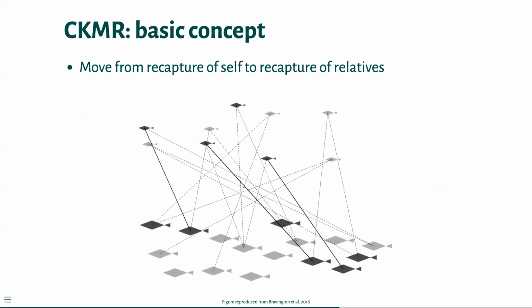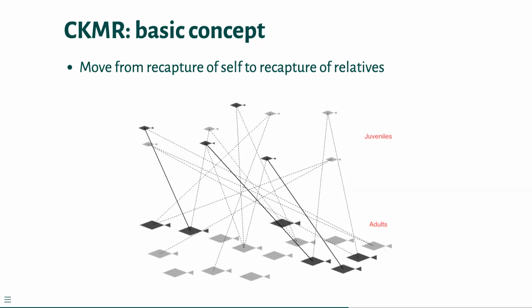Okay, so the basic concept of close-kin marker capture is to extend the traditional capture-recapture framework from recapture of yourself to recapture of relatives. This is a conceptual diagram where we have juveniles, these small fish on the top, and adults, these larger fish down here. Each juvenile has two parents. Makes sense. But not all adults are parents. Some, like this individual, is the parent of 3 juveniles. This individual doesn't have any offspring.